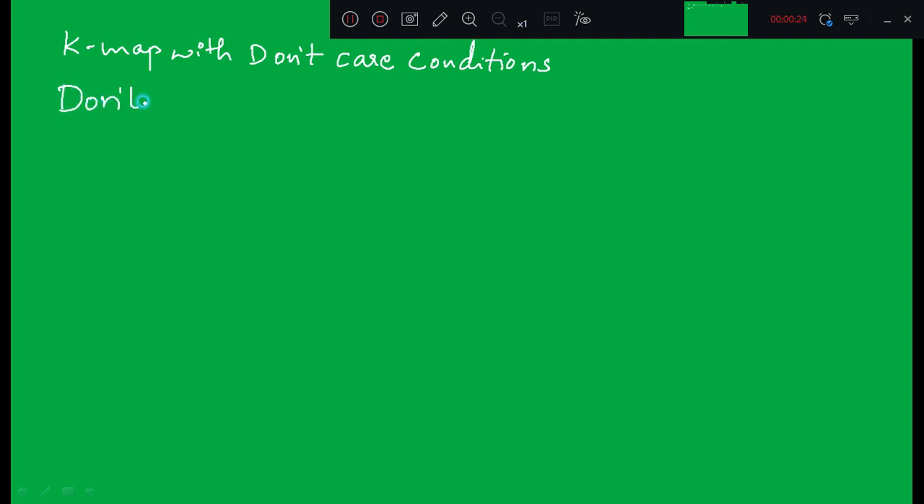Good afternoon, students. So today we will discuss the K-map with don't care conditions. Before we see the K-map with don't care conditions, first we will discuss what the don't care terms are.